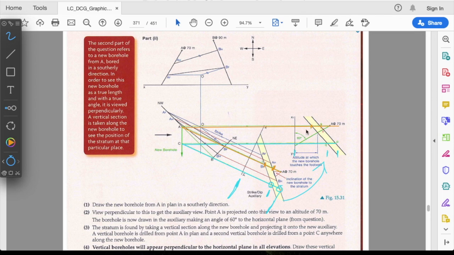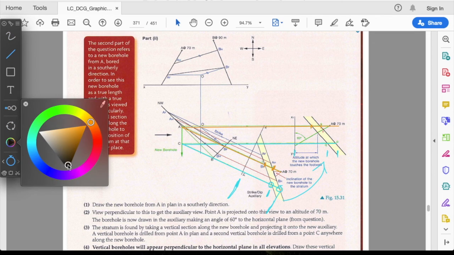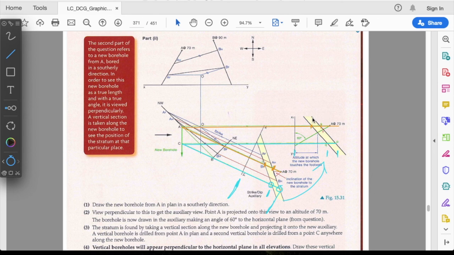Okay, then to actually put the stratum into that view, it's just a matter of joining up those points. So we have the top surface here for the head wall going through S and P, and then the bottom surface going through the other 2 points. Okay, now that gives you the information we need. So let's get rid of some of this.